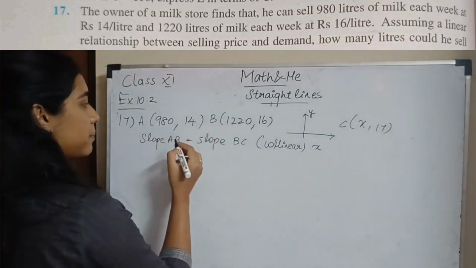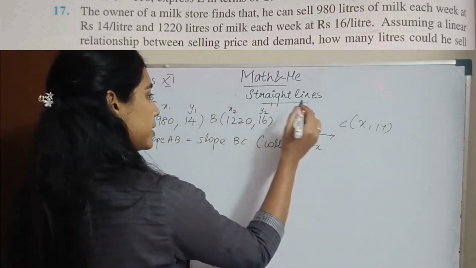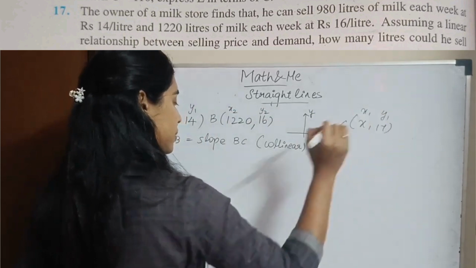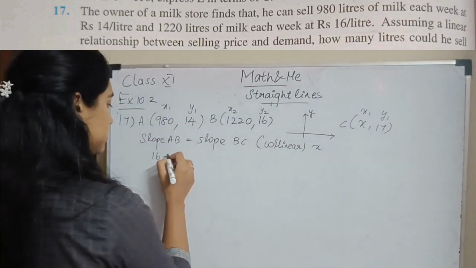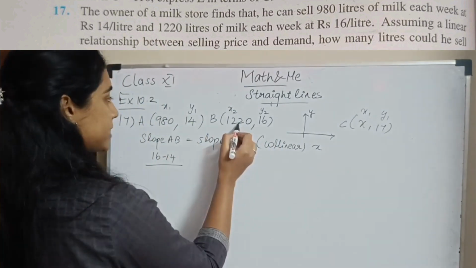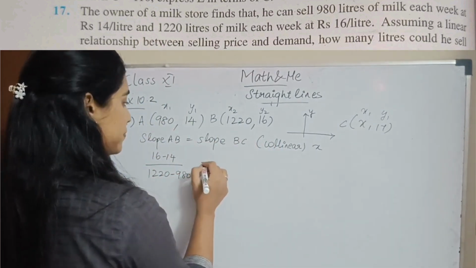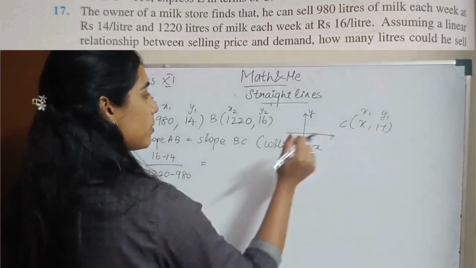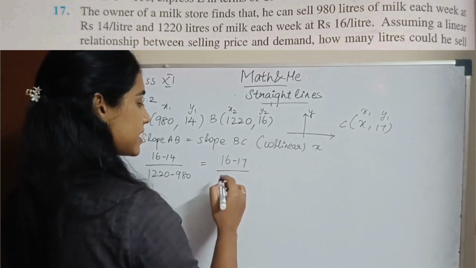So what is slope AB? This is x1, y1, x2, y2. So y2 minus y1 divided by x2 minus x1 equals y2 minus y1 divided by x2 minus x1.